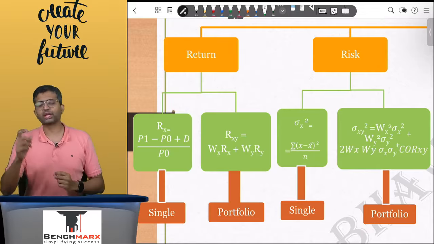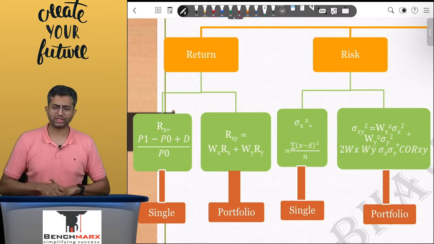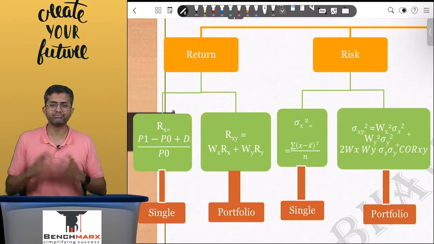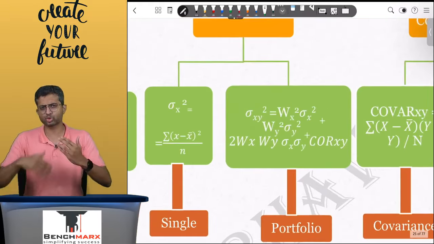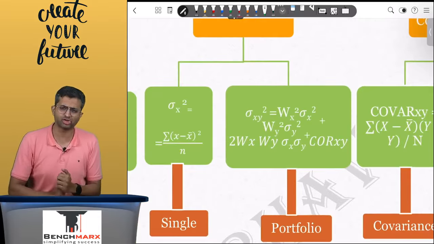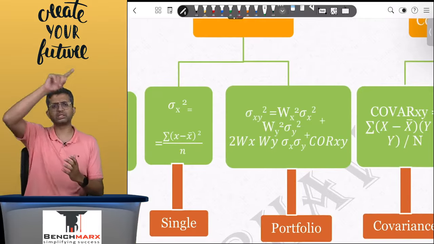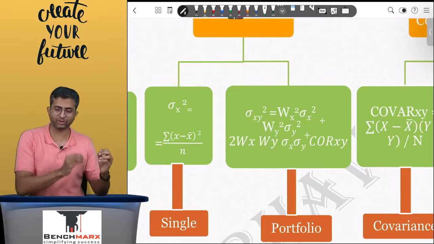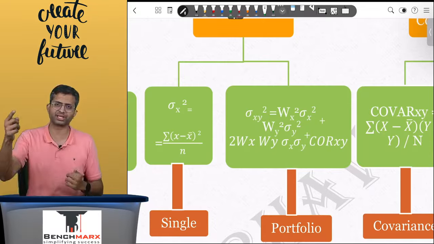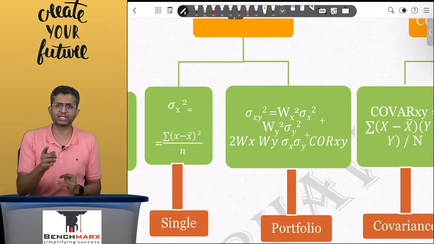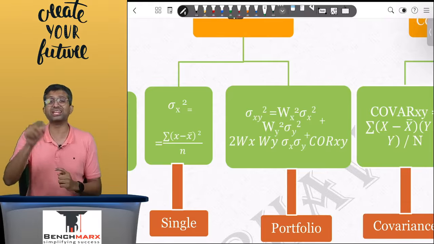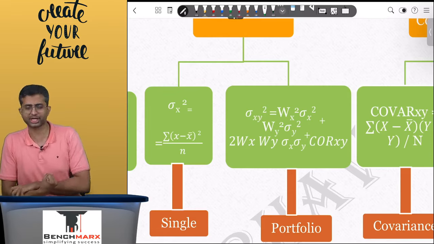Now the challenge arises when you're trying to measure portfolio standard deviation or portfolio risk, which is measured by a slightly different formula. This is the variance, and the square root is the standard deviation, but it is measured as the entire term: square root of weight of x squared into standard deviation of x squared plus weight of y squared into standard deviation of y squared plus 2 times weight of x, weight of y, standard deviation x, standard deviation y into the correlation of xy.